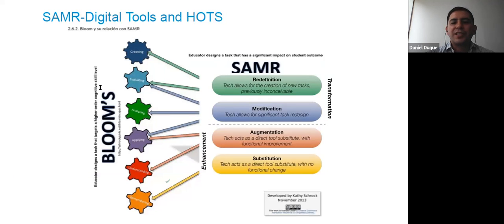So now let's talk about digital tools. Digital tools in evaluation. We are going to combine here Bloom's taxonomy with the use of technology. There are many digital tools available to make evaluation more dynamic. In this section, we will look at the SAMR model to evaluate how different digital tools may help us with learning and assessment. So what is the SAMR model?